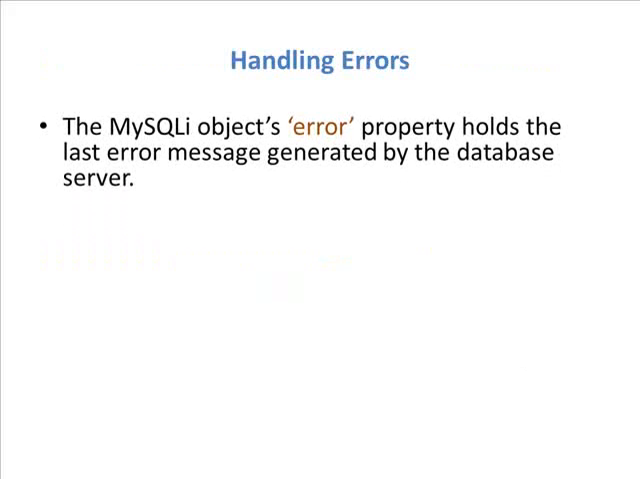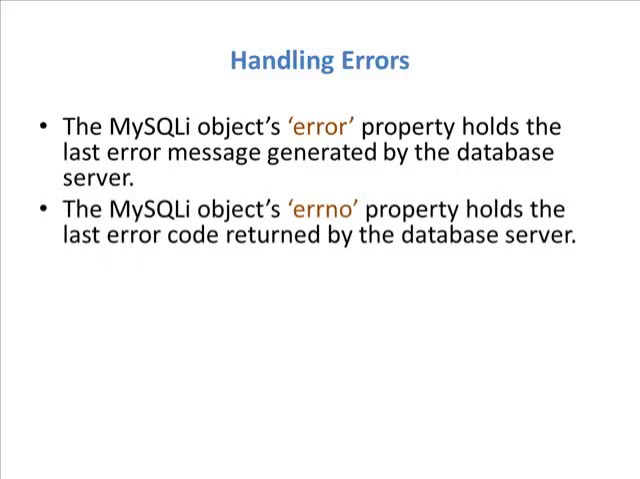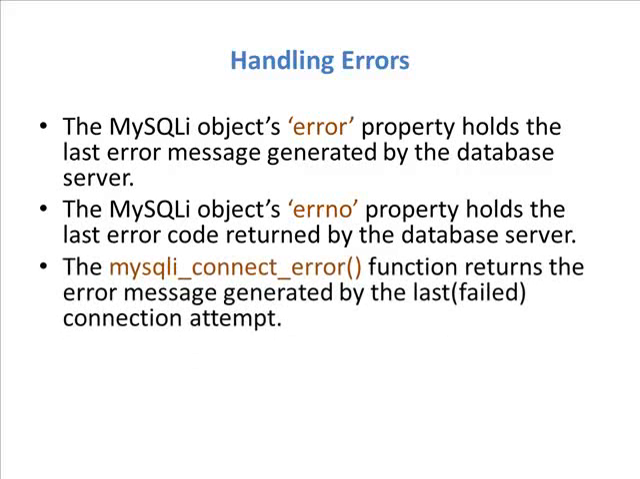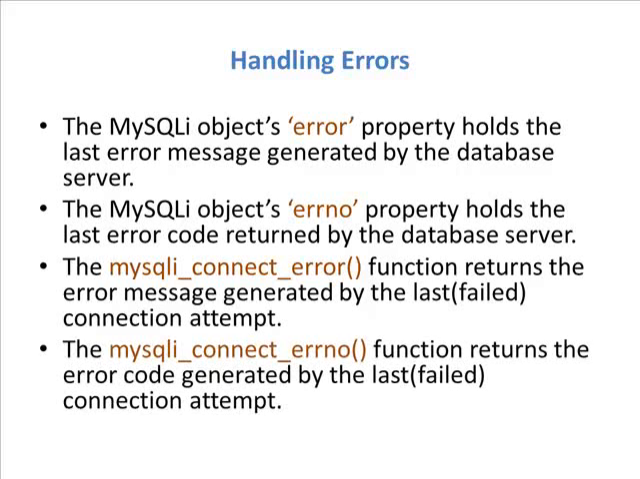Handling errors. If your database code doesn't work as expected, don't worry. The MySQL extension comes with a bunch of functions that can tell you why. The MySQLi object's error property holds the last error message generated by the database server. The MySQLi object's error number property holds the last error code returned by the database server. The MySQLi connect error function returns the error message generated by the last connection attempt. The MySQLi connect error number function returns the error code generated by the last connection attempt.